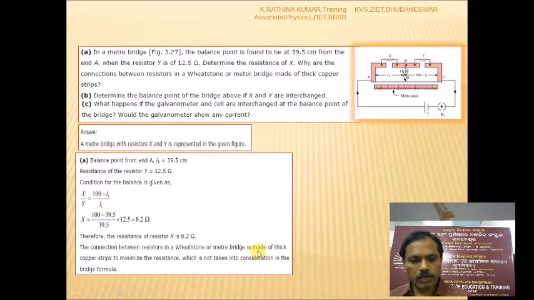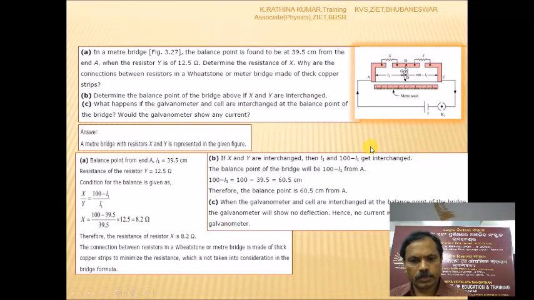The connection between the resistors in the Wheatstone bridge or meter bridge is made of thick copper strips to minimize the resistance, which is not taken into consideration in the bridge formula. If X and Y are interchanged, then L1 and 100 minus L1 get interchanged. So the balance point of the bridge will be 100 minus L1 from A, that is 100 minus 39.5, 60.5 centimeter. Therefore, the balance point is 60.5 centimeter from A. If interchanged, the remaining amount will come.